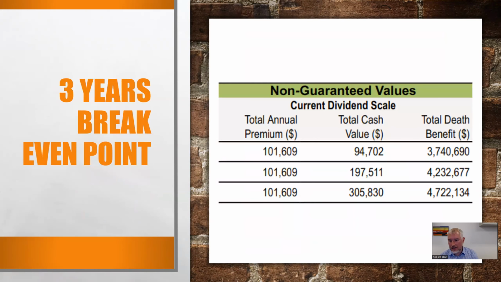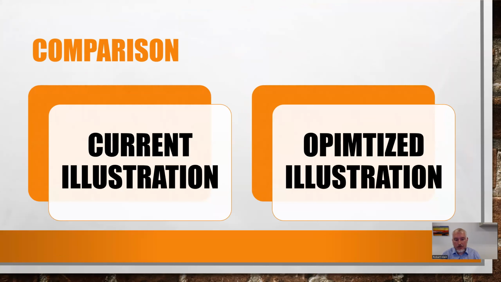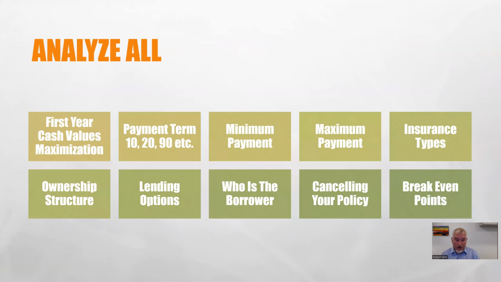What will we do when we analyze your policy? Well, the first thing, we'll do a comparison. We'll take your current illustration or the illustration that you had, and we'll just compare it against what an optimized illustration would look like. We'll then go through all the components. First year cash value maximization, payment terms, 10-year, 20-year, 90-year life, what the minimum payments are, maximum payments, the insurance types, the ownership structure, the lending options, who is going to be the borrower, canceling your policy, break even. We'll go through all of these components. And when you do all of that, it becomes pretty obvious what you should do and what you shouldn't do.